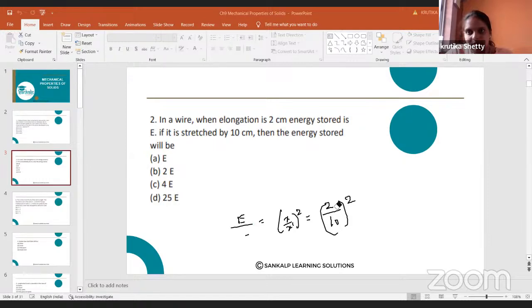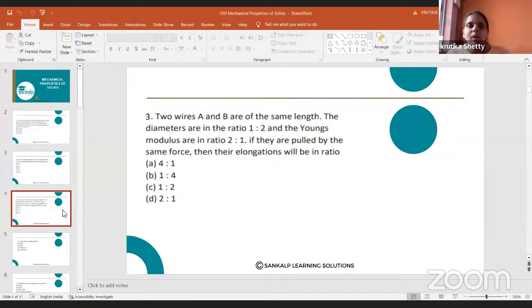Then the next question is, question number 3. Two wires A and B are of the same length. So look at what they have given, they are saying same length. The diameters are in the ratio of 1:2 and the Young's modulus is in the ratio of 2:1. If it is pulled by the same force F, so force is same, and length is also the same.